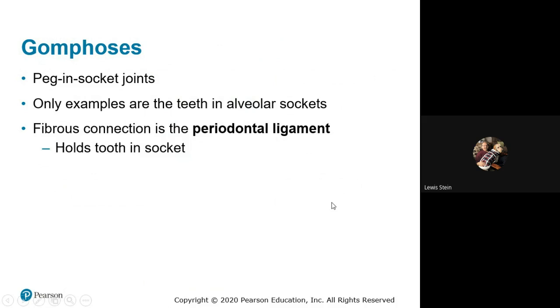And then lastly, the gomphosis, peg and hole, whatever you want to call it, teeth, alveolar sockets. The alveolar sockets are those indentations where the teeth form, the periodontal ligament.